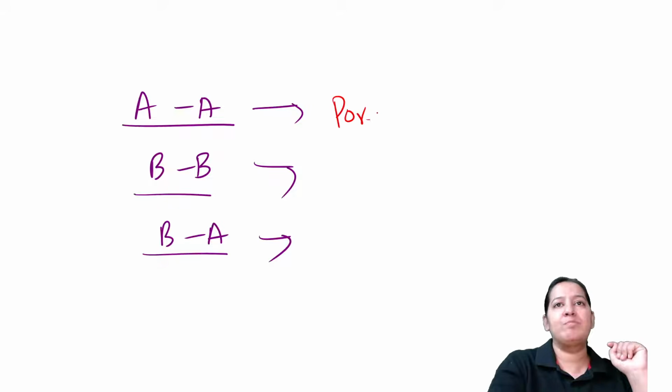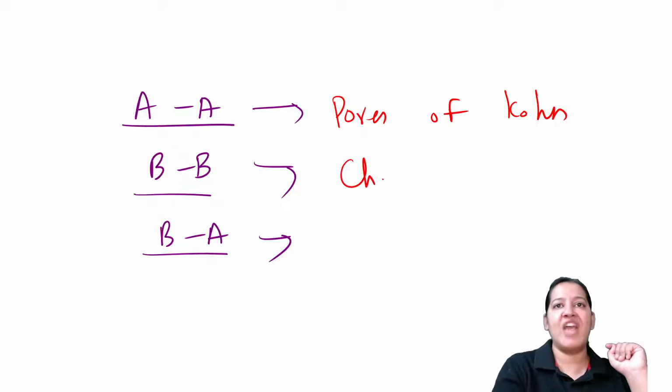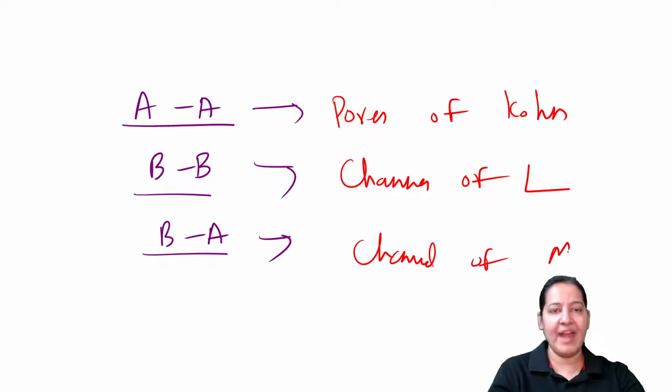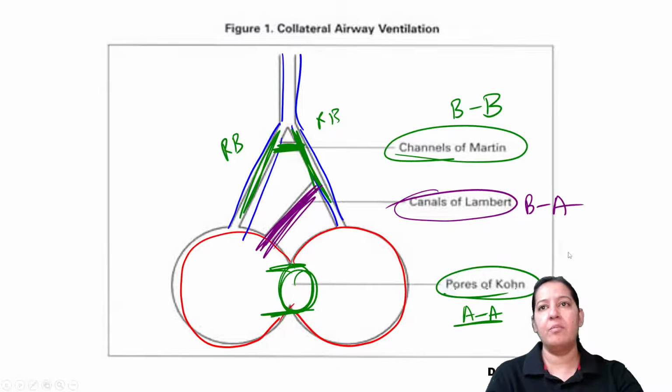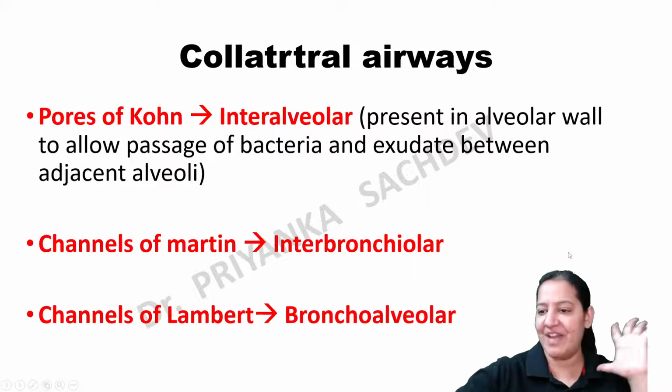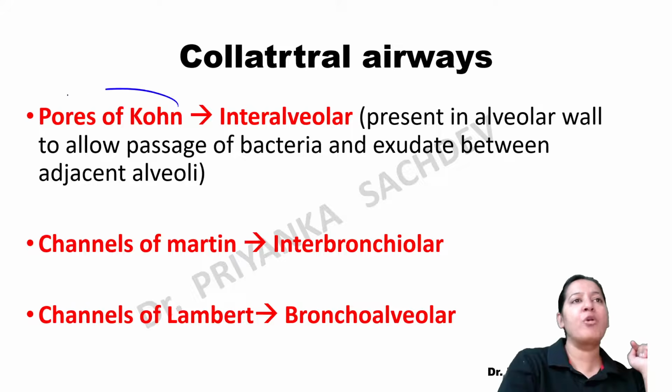This is known as the pores of Cohen, this is known as the channel of Lambert, and this is known as the channel of Martin. Am I right, or did I say it wrong? I said it the wrong way around: Martin and Lambert. Everyone give me a thumbs up. I tried my best.